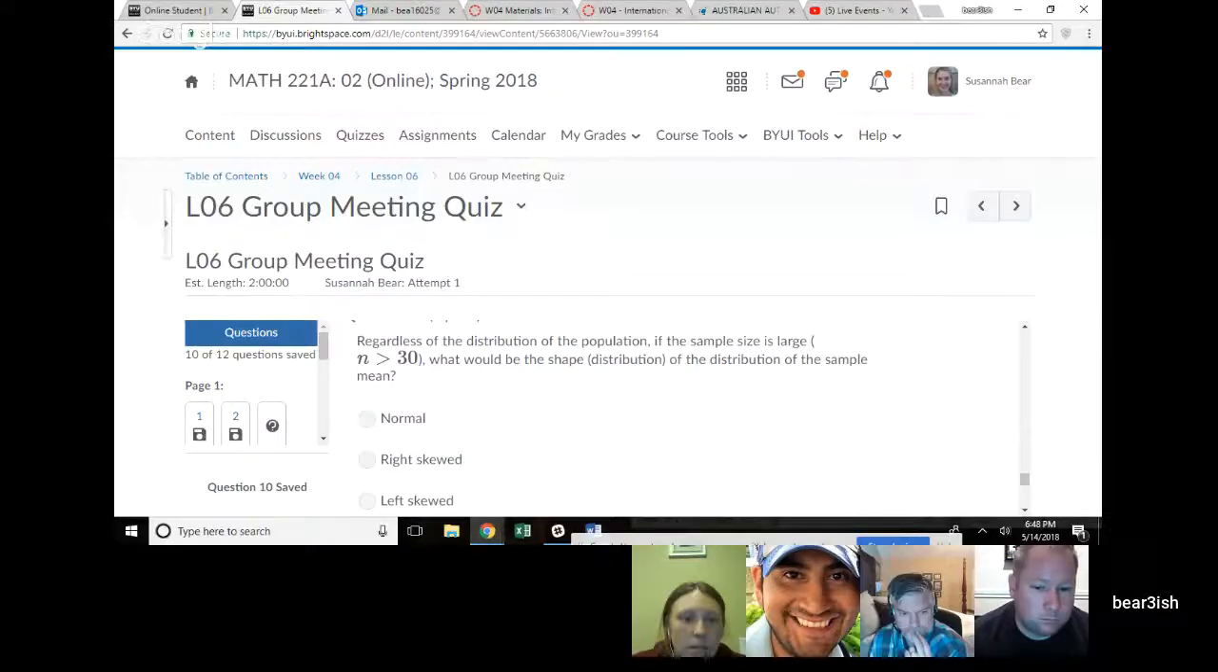Okay, number 11. Regardless of the distribution of the population, the sample size is large, n is greater than 30. What would be the shape distribution of the sample mean? Well, wouldn't it be normal though, if it's larger than 30 and above?